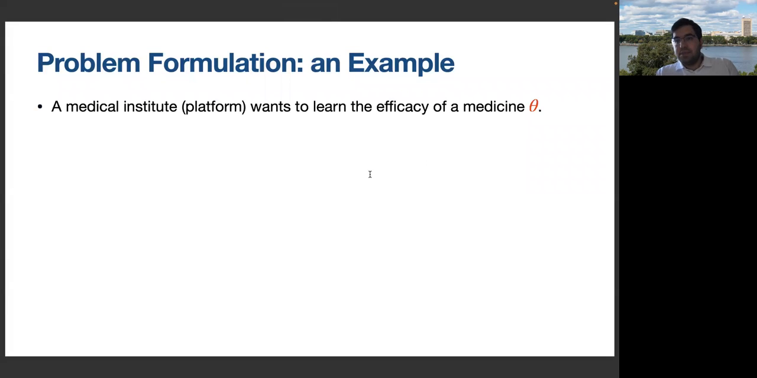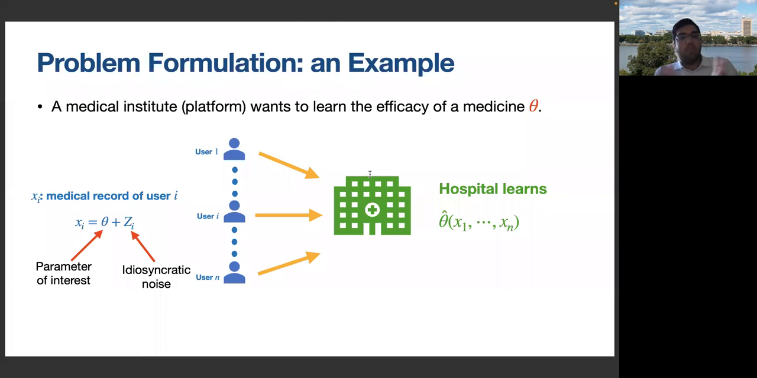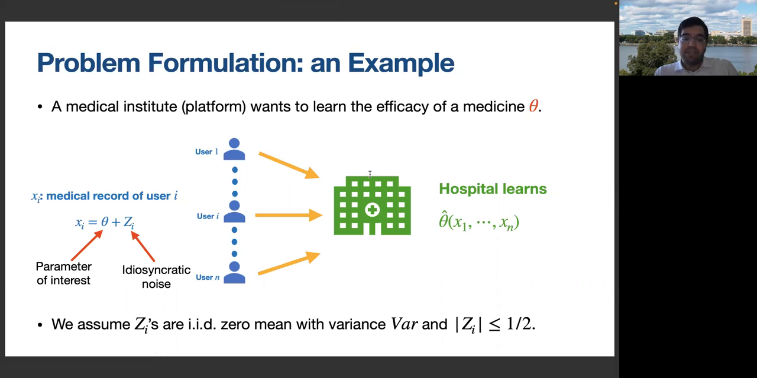Let's say a medical institute, which we denote by platform, wants to learn the efficacy of a drug denoted by theta. There are n users or patients that are interacting with this hospital. And in particular, we denote the medical record of user i by X_i, which is in the form of theta, the parameter of interest, plus some noise Z_i. And for the sake of this talk, we assume Z_i are zero mean and IID, and they're bounded by half. And we denote the variance by var. The hospital learns an estimate of theta, denoted by theta hat, as a function of the medical records of these users x_1 to x_n.